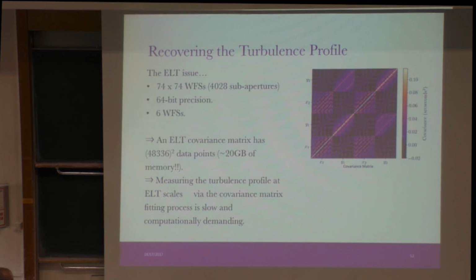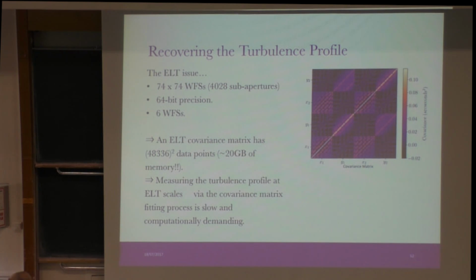When it comes to the ELT scale, we have a problem. Okay? Because at ELT scale, we have 74 by 74 wavefront sensors. They have to be in double position, and we have six of them. Okay? So that's a huge matrix. This thing's really big, and then to fit to it, we have to do hundreds of iterations. So we need a way of making the problem smaller.